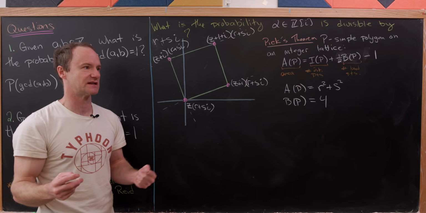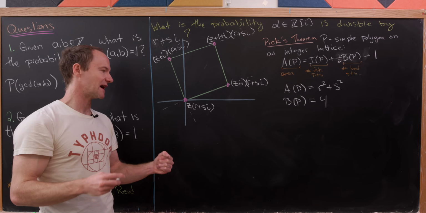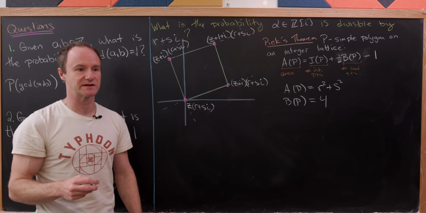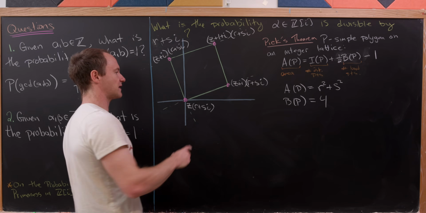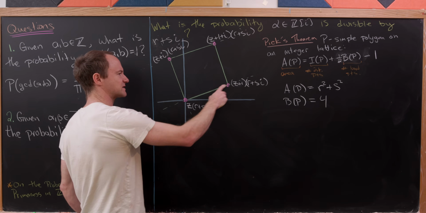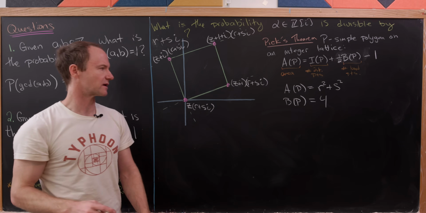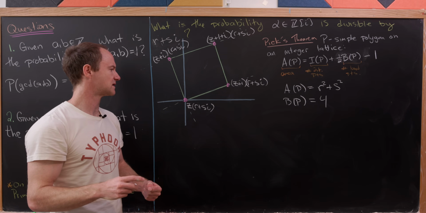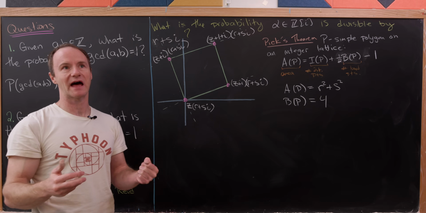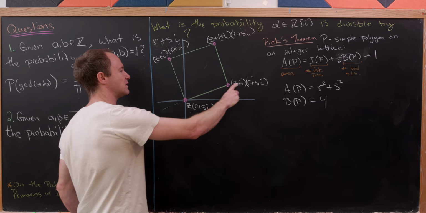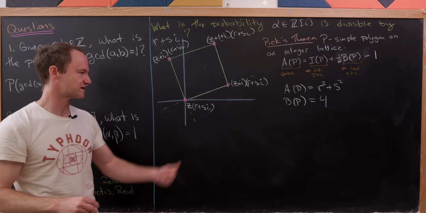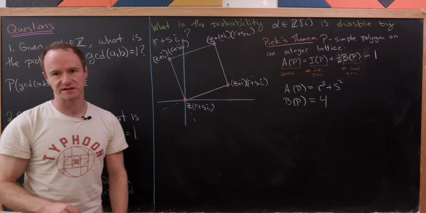It's a prime Gaussian integer. But that implies that r and s are relatively prime. So that means that the slope of this, written as a rational number, it'll be like, let's see, s over r, and that is in lowest terms, which means we won't go through any integer coordinates from, well, one of these vertices to the other vertex.